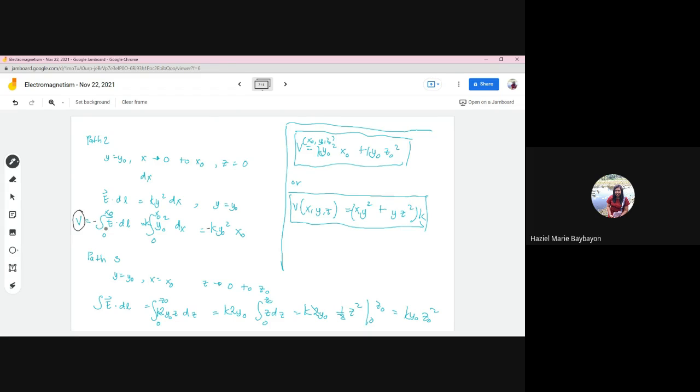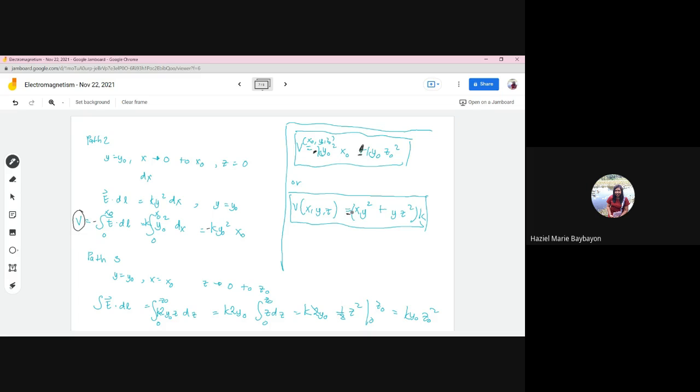But if it were just the integral of E dot dl, this is what we would get, k y naught squared x naught. And we can also put the negative sign when we construct our V, but since I equated this as V, I should put a negative sign here. So this one is okay. Integral of E dot dl equals k y naught z naught squared. But if I am going to write this as a potential, this should be negative here and negative here. Is it okay, class? Did you follow where we went wrong? Yes, ma'am. So this should be negative.